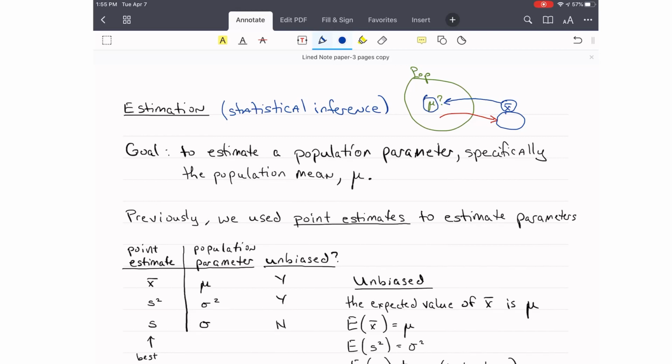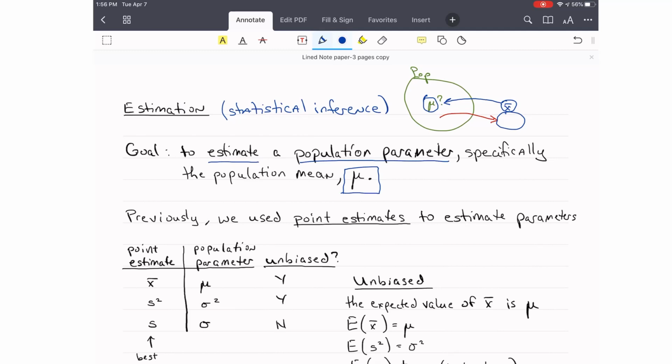All right? So our goal in this chapter, this section, today's video, is we want to learn how to estimate a population parameter using a statistic from a sample. For this chapter specifically, we're going to look at the method to estimate the population mean, mu. So that's all we're going to look at in this chapter, is how do we estimate mu.